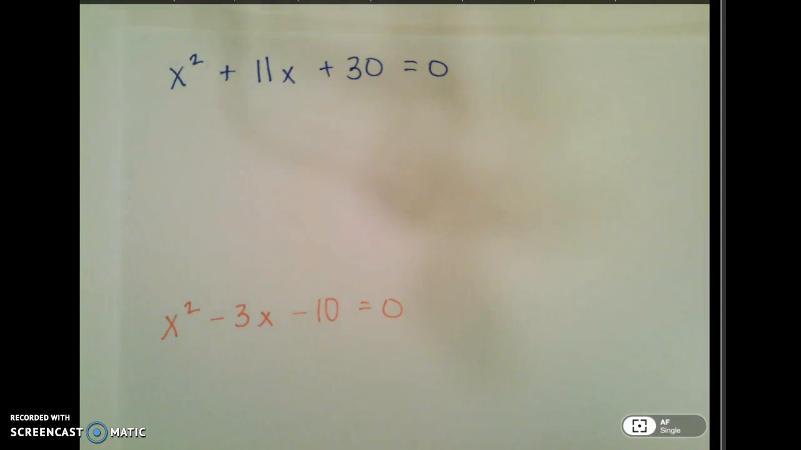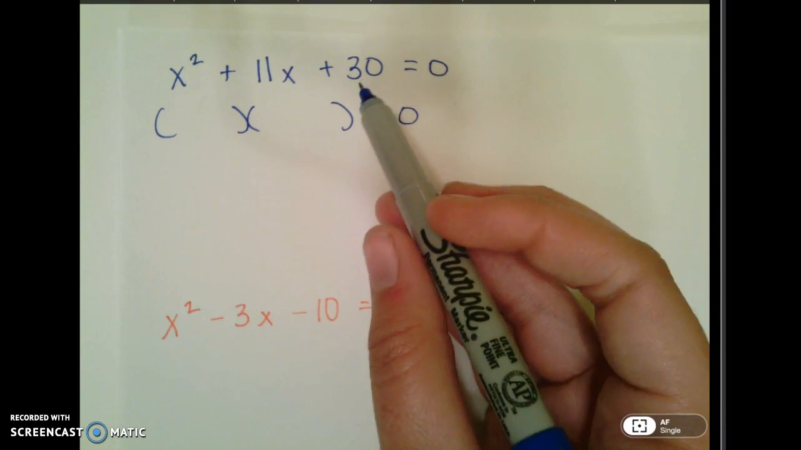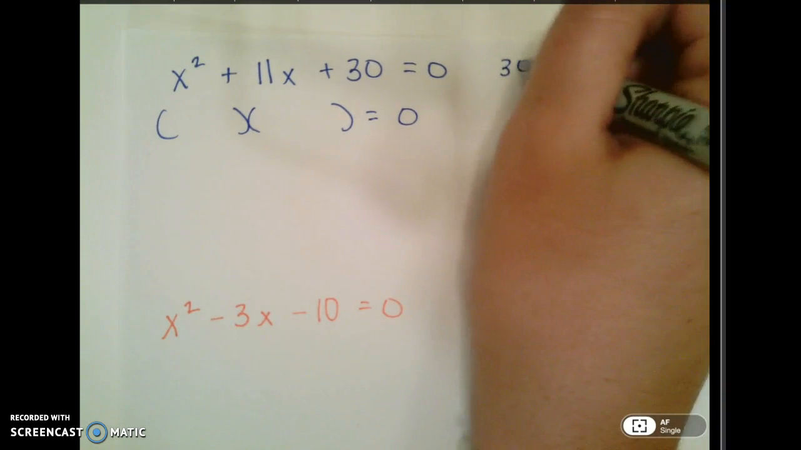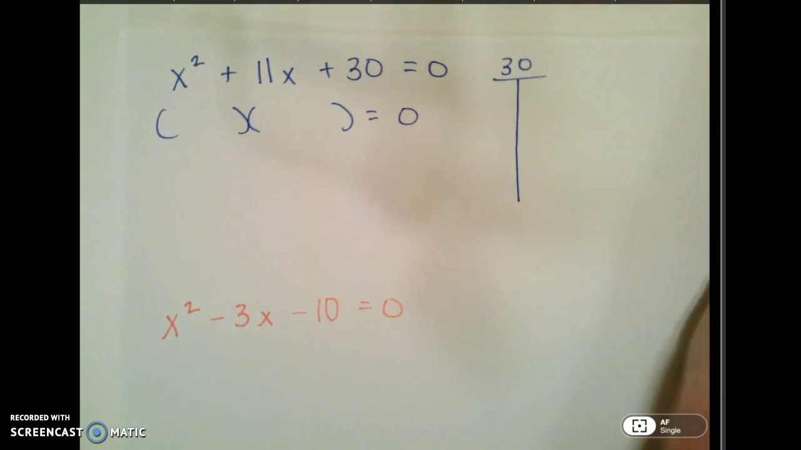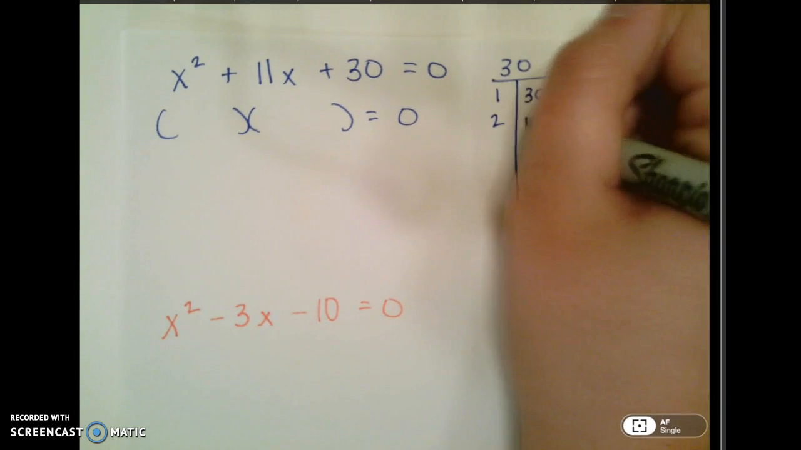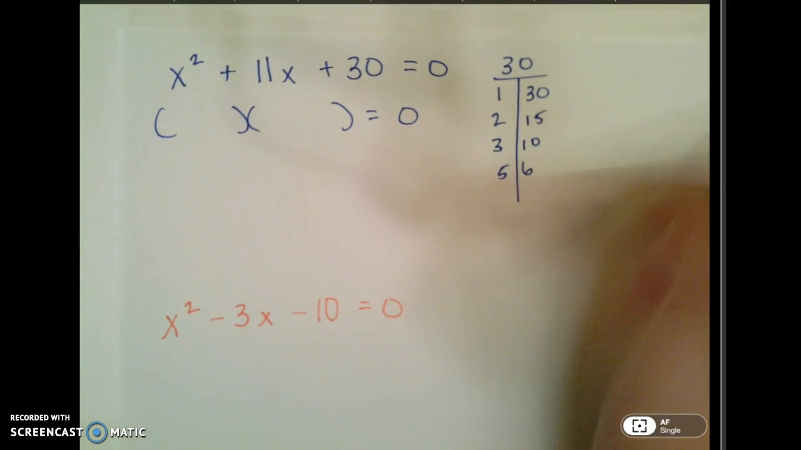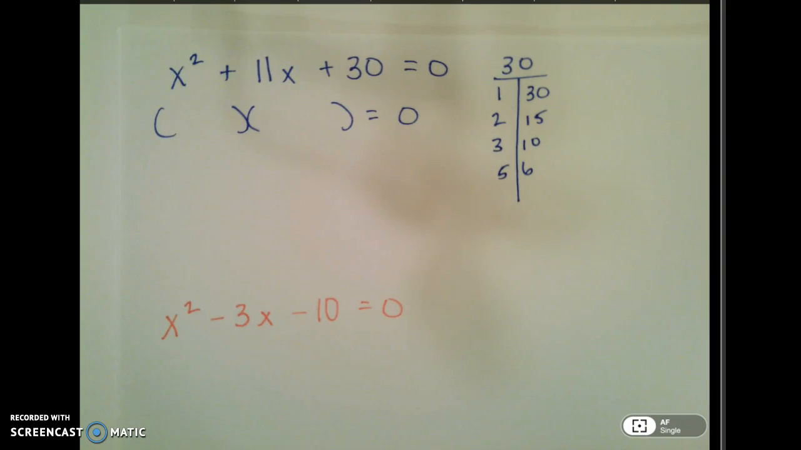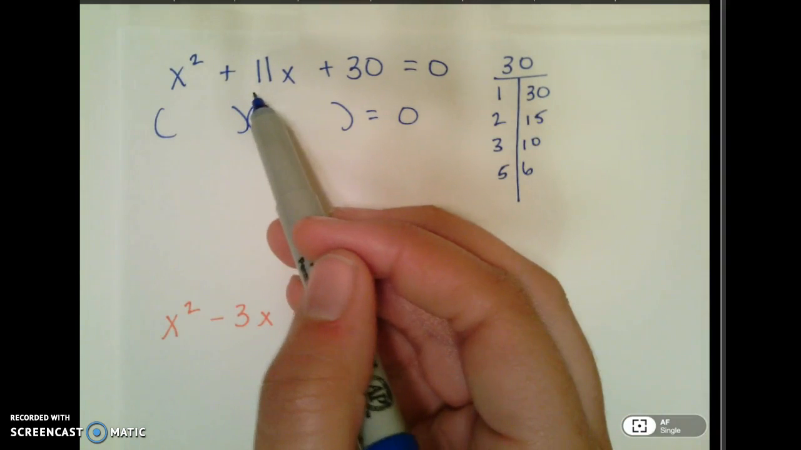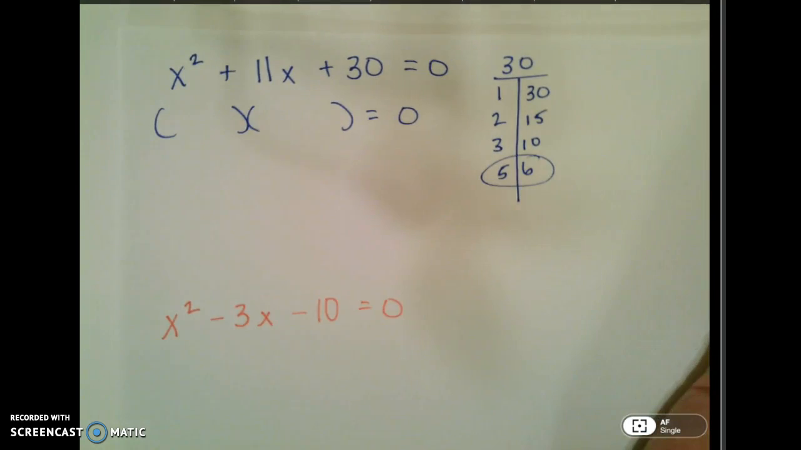Our next piece is we want to find two factors that multiply to get you 30. So one way to do this is to just make a little chart and write the factors of 30. So of course we have 1 and 30, 2 and 15, 3 and 10, and 5 and 6. So out of all these factors, you have to decide which two will add up to give you 11. And of all our choices here, 5 and 6 will give me 11.